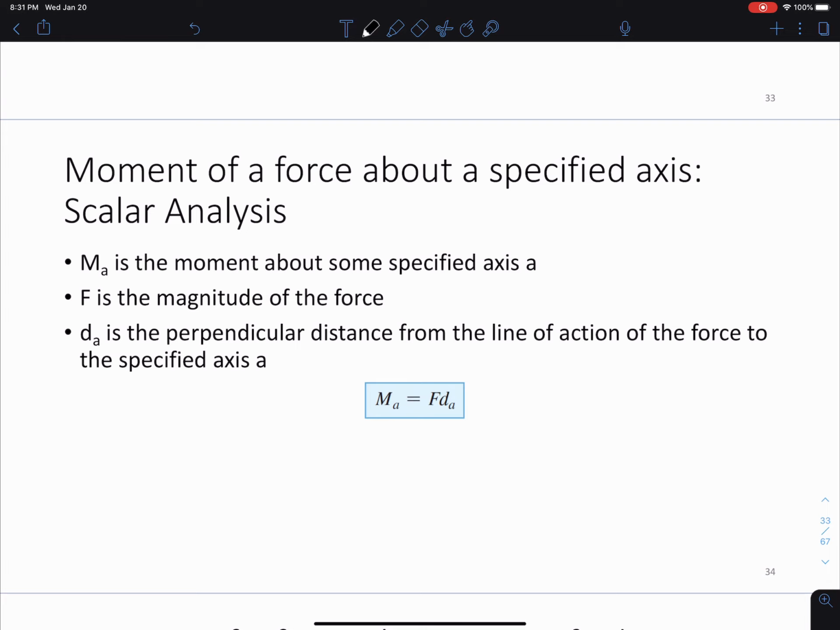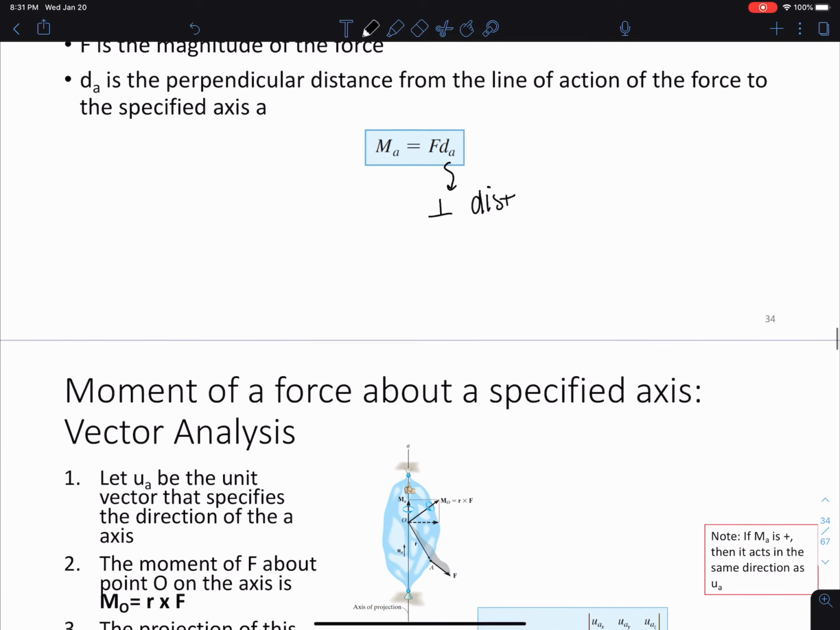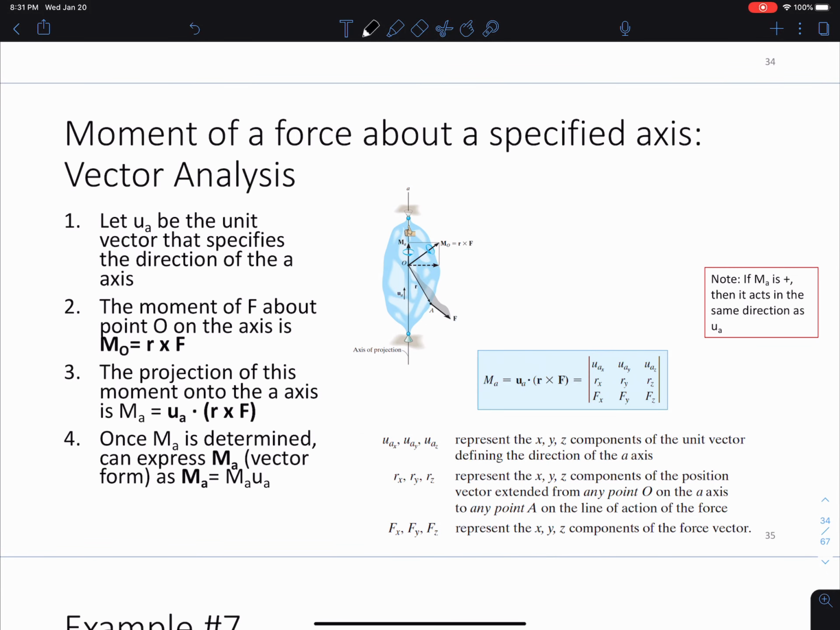Okay, so the moment, this is in terms of scalar analysis, the moment of a force is going to be just MA is equal to F times dA. And dA, of course, is still the perpendicular distance from the line of action of the force to whichever axis it is that you want the moment about. Okay. When we're talking about vector analysis, we're going to have to define UA, which is the unit vector that's in the direction of the A-axis. And remember, the A-axis here is any axis that you want the moment about.